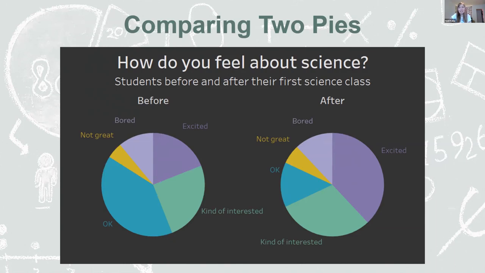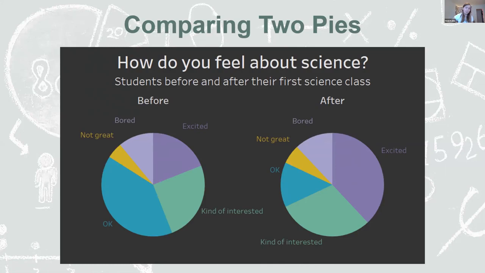The first thing you might notice is that the colors are not very intuitive. You will see that bored and excited have pretty similar colors, even though they depict sentiments from the exact opposites of the spectrum available. What we can also see is that after their first science class, many more students got excited and many didn't feel just okay anymore. So bored and not great do look kind of the same, and it's very difficult to gauge if kind of interested changed at all because it moved its position within the pie.